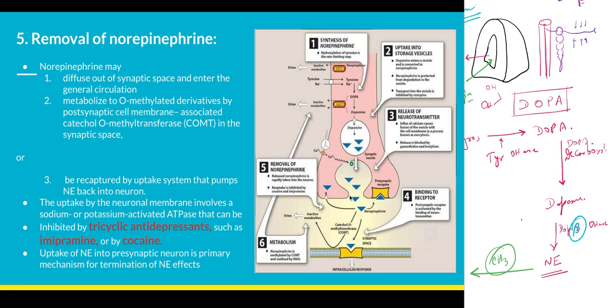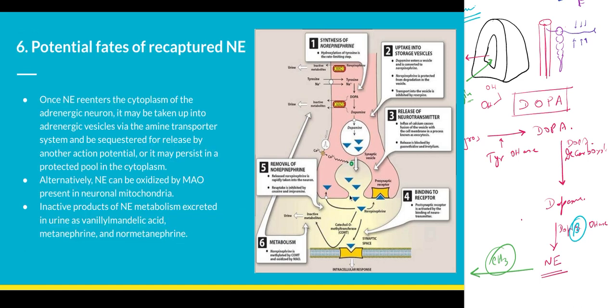That's what I have written in the final line: uptake of norepinephrine into the presynaptic neuron is the primary mechanism for termination of norepinephrine effects. Unless there is a reuptake mechanism, you are not at all terminating the action of norepinephrine. So what happens to this norepinephrine that is taken up? Fate of norepinephrine. One fate I have already taught you: it develops into inactive metabolites and then it is excreted in urine.